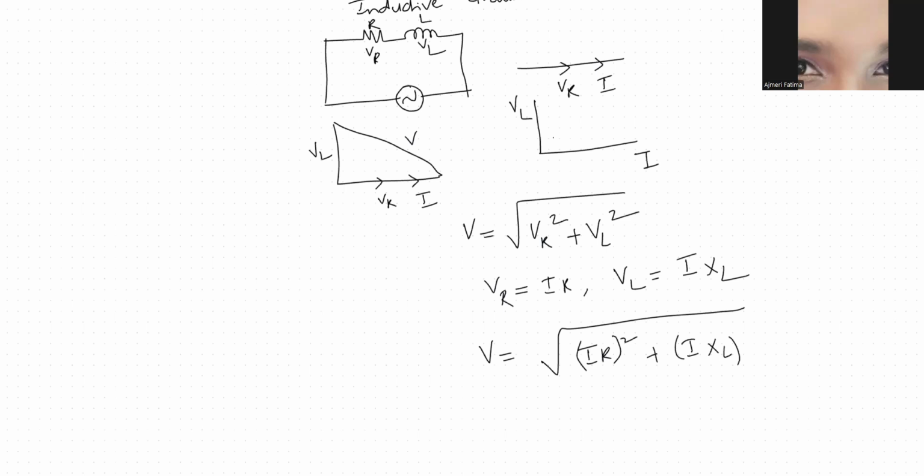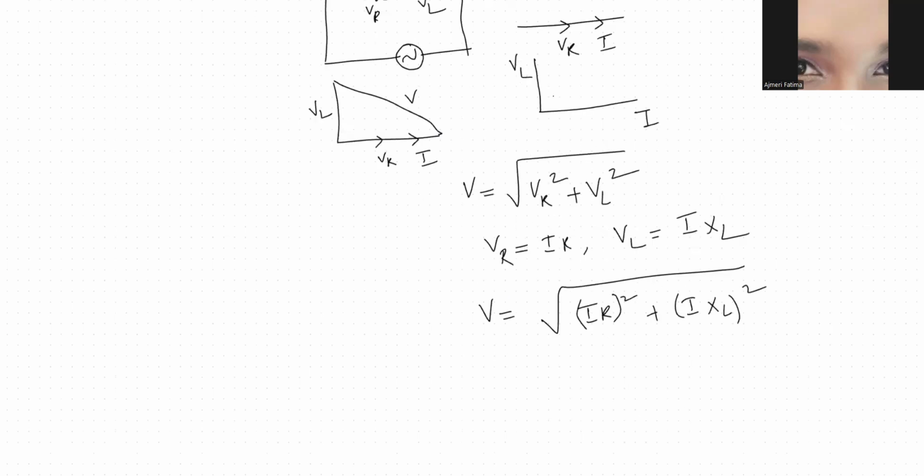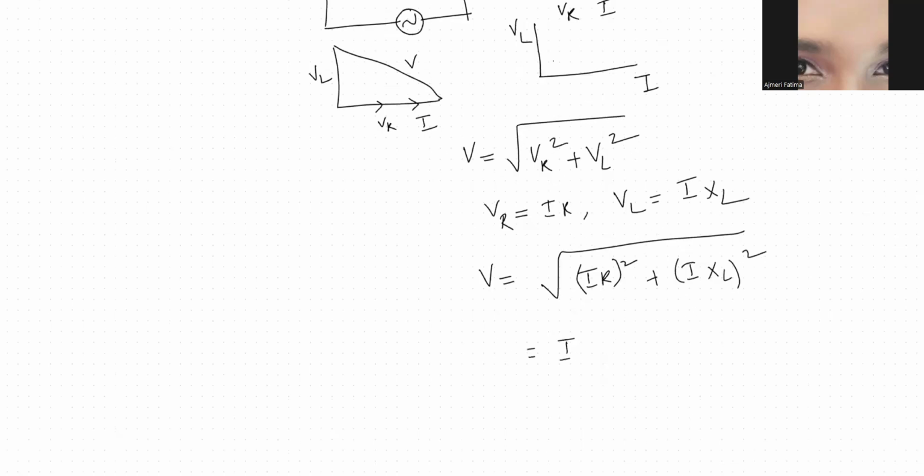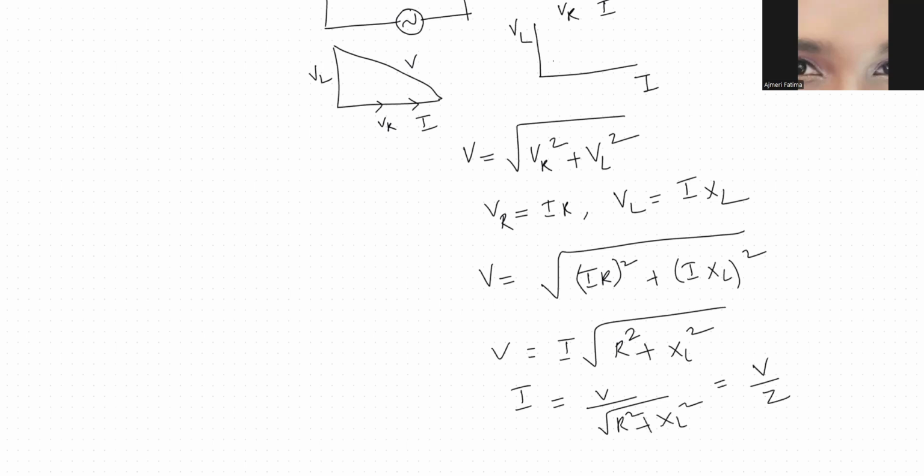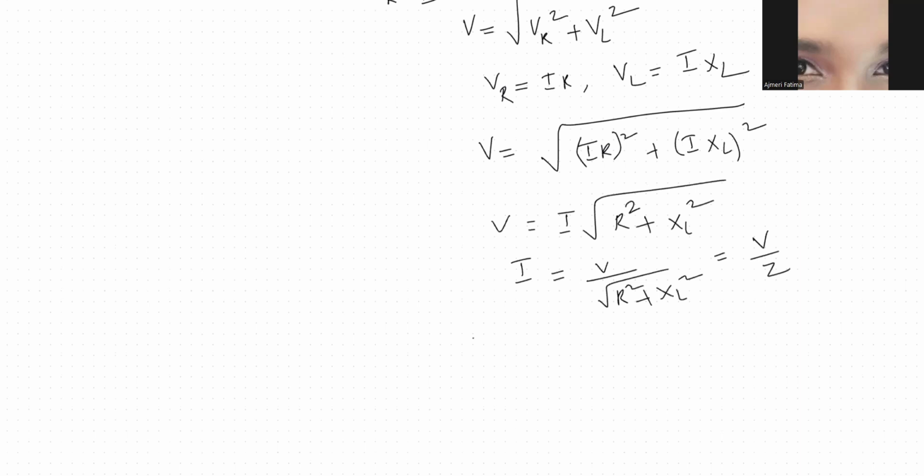So that would give us what? If you take I common, you will get under root R square plus XL square. So what is I now? I is equal to V by under root R square plus XL square. So that would be V by Z, where Z is called impedance. Now in the question, if he is asking you to calculate Z, how will you do? So for Z, the formula would be under root R square plus XL square.